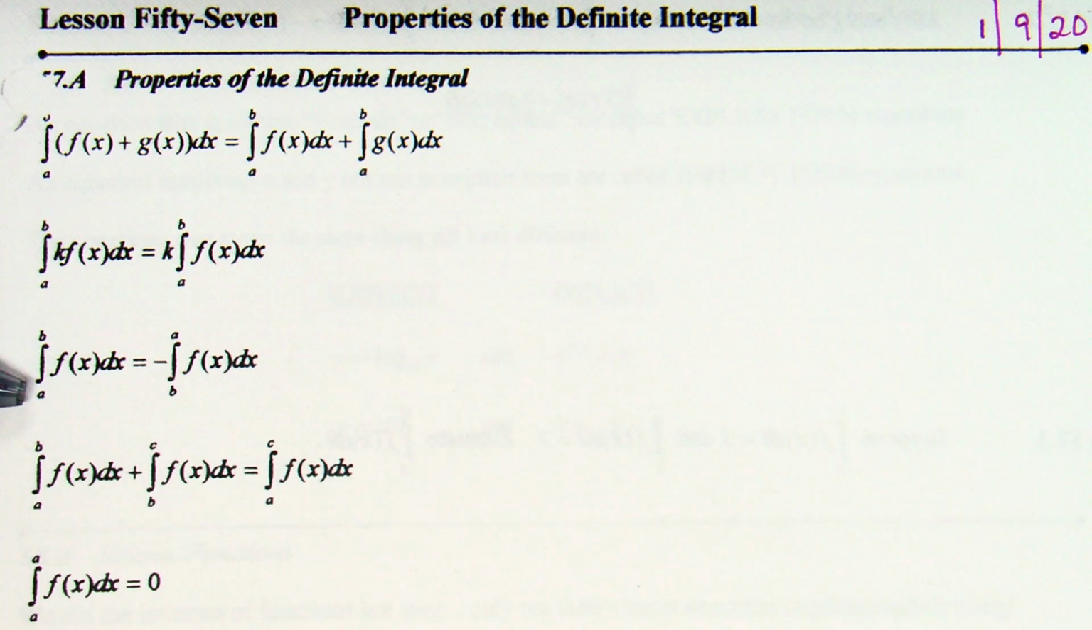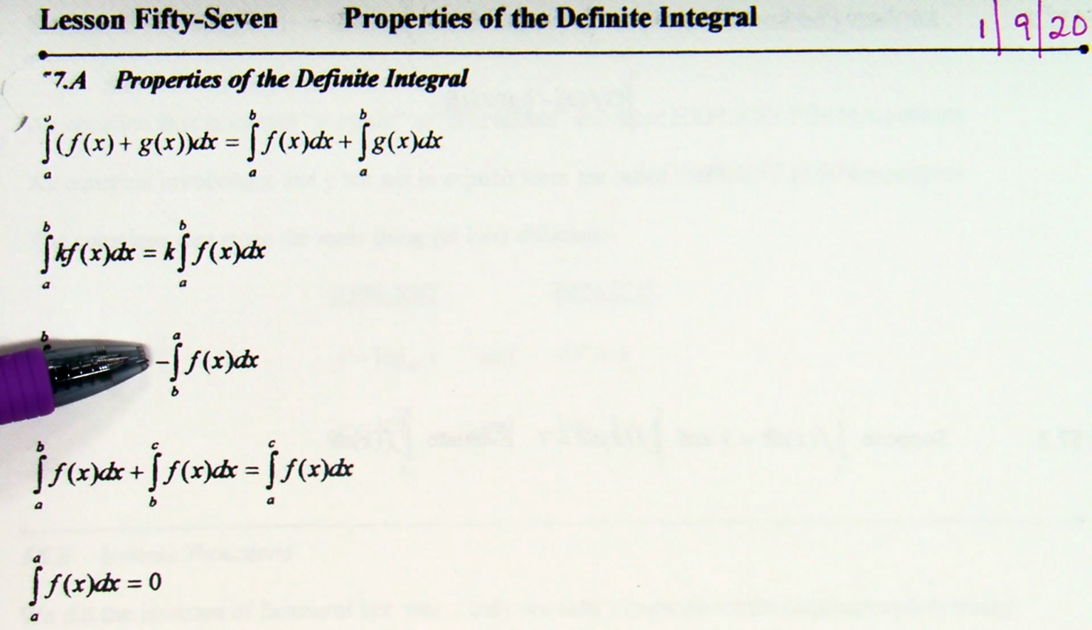The integral from a to b of f of x dx is equivalent to the opposite of the integral from b to a of f of x dx. So if you have a reason where you need to flip-flop your limits, your boundaries, you can flip-flop them and then it just makes it a negative out front. Okay, so we'll use that one down below in our examples.